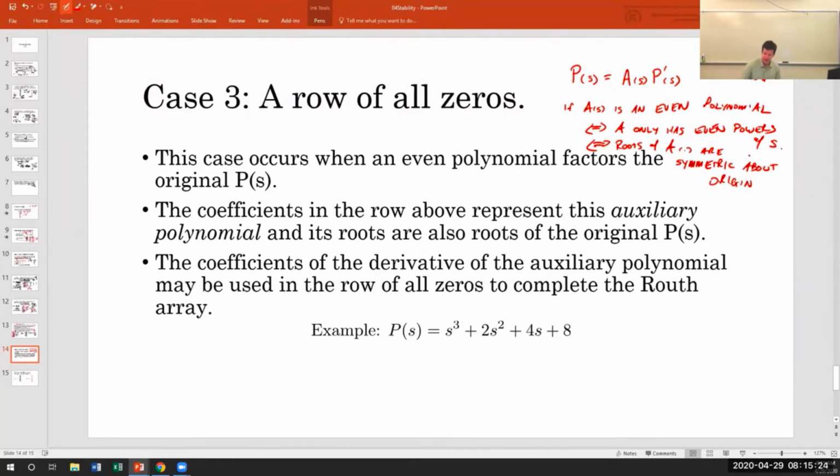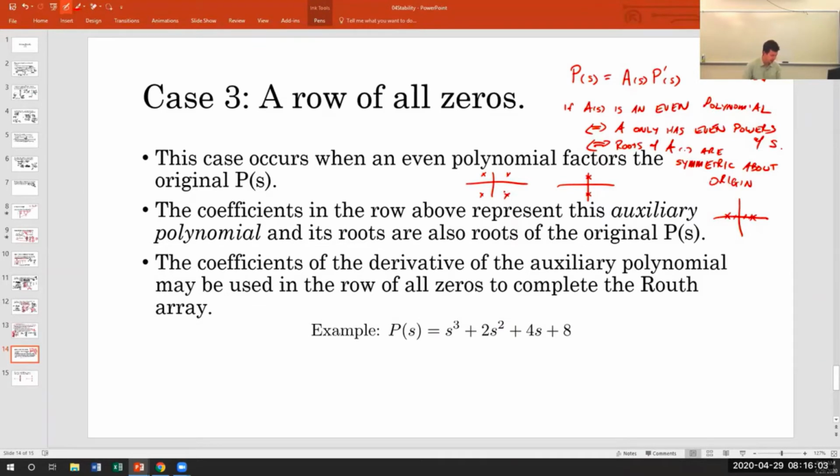So symmetric is a kind of a broad term here. So clearly if a is an even parabola, so in the form of s squared plus a constant, then you can have your roots here evenly distributed, where this distance and that distance are equal. But you can also have this situation in which your roots are complex conjugates, and that also counts as symmetric about the origin. And of particular interest to us, this also counts as being symmetric about the origin. Okay. So any questions on this?